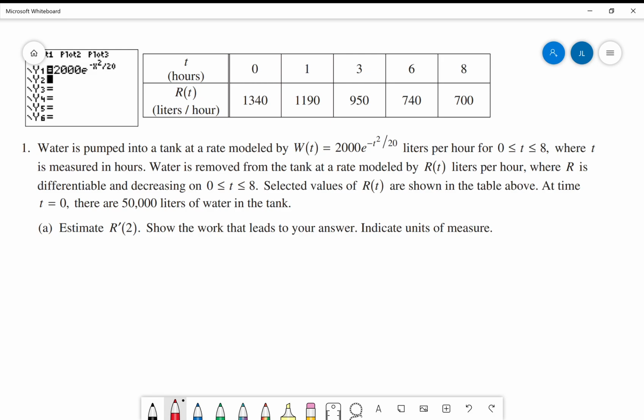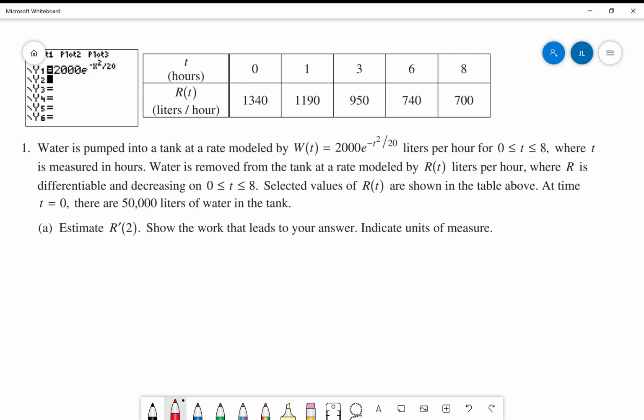Hello everyone. Let's look at question number 1 from the 2016 AP Calculus free response. This is a calculator allowed question. It is also a rate in, rate out problem. As I read the question, I will be underlining some key important information that we're going to use later on in A, B, C, and D.